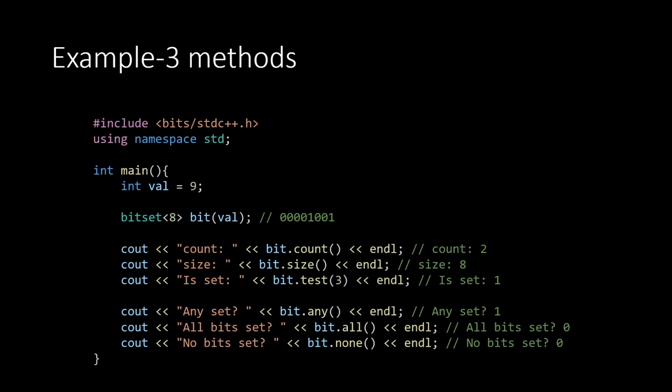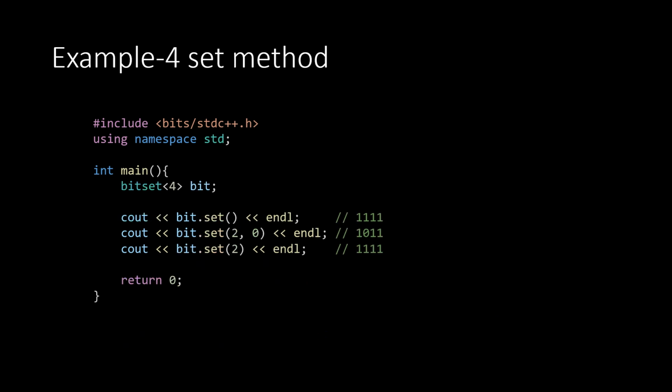And the next one is none. This none method will return whether no bits are set, which means all the bits are 0, it will return true, otherwise it returns false. So you can see that here 2 bits are set. So not all the bits are 0, so it will return false.